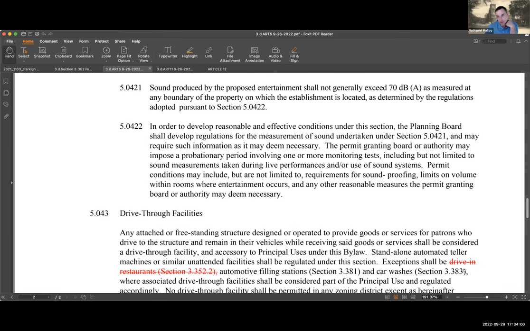And this drive-through facility reference, because we're deleting drive-in restaurant from the definitions in Article 12, we're deleting this reference here. What we're saying up above now is that it can be accessory. So we really don't have a drive-in as a principal use. It could be a restaurant now, but we no longer have this use in Section 3.352, so we're proposing to delete it here. Questions?